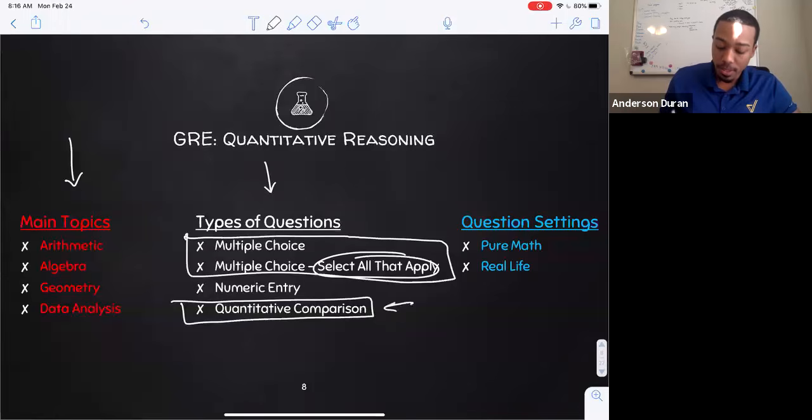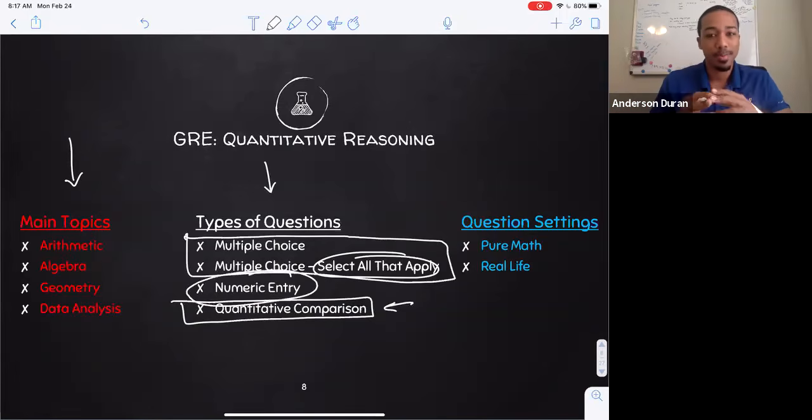For quantitative comparison, this is multiple choice, however it is a unique type of problem where they will always present you with two quantities, and they're going to ask you to compare their values: whether one is greater than the other, the other is greater than that, they're equal, or you just can't determine the relationship from the information given. And numeric entry is where you actually type in your number and then move forward.